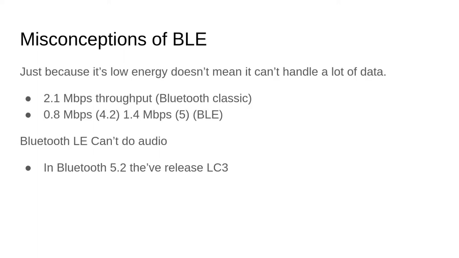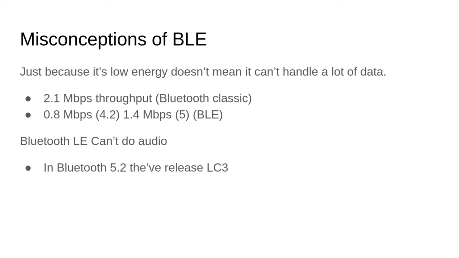A few misconceptions that I had going into this was that BLE, because it was low energy, couldn't output all that much data. And for the most part, that's not true. BLE 5 can do 1.4 megabits per second, while Bluetooth Classic can do around 2.1 megabits per second. And for the most part, that's good enough. And the other misconception I had was that it wasn't built for audio. But with the latest Bluetooth 5.2, they have new hardware called LC3, which allows for hardware decompression and compression to make streaming a lot more efficient.